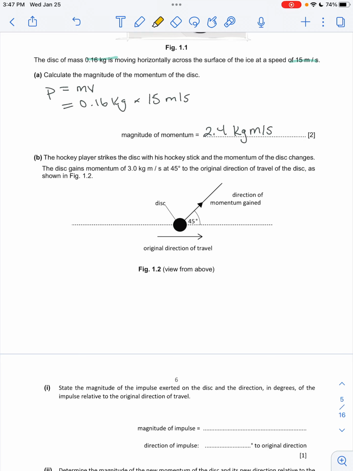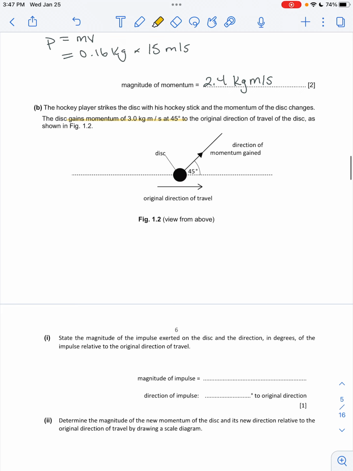So the disc gains momentum of 3 kilograms meters per second, 45 degrees from the horizontal, which was the original direction of travel. Now, keep in mind, it gains this momentum. It doesn't gain momentum such that this is its final momentum. It is not its final momentum. It is the amount that is given to it such that it now has a new unknown momentum.